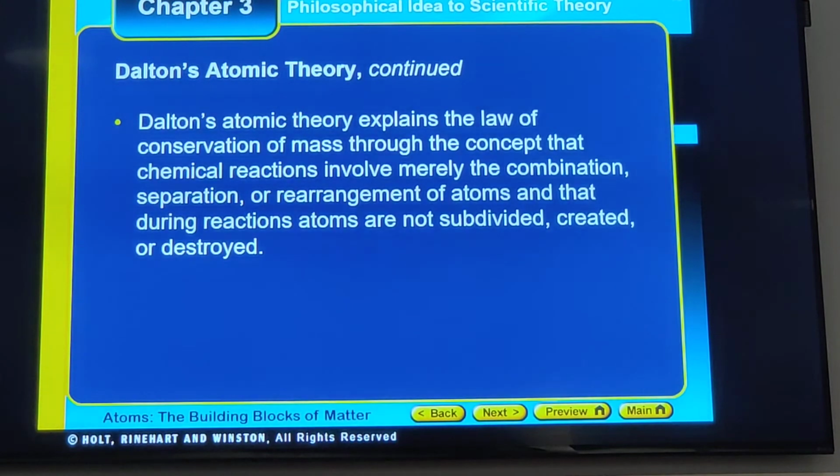Now, Dalton's atomic theory explains the law of conservation of mass through the concept that chemical reactions involve merely the combination, separation, and rearrangement of atoms. So when you have the conservation of mass, remember we said that the amount of matter I start with is the amount I have at the end? His explanation from one of his theories, or points of his theories, is that the last part there, the combination, separation, and rearrangement of atoms. That's all you're doing when you have a chemical reaction.